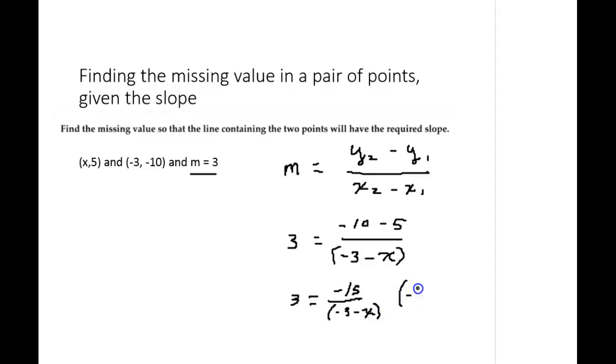I'm going to multiply both sides by negative 3 minus x. On the right side, these are going to cancel out. On the left side, remember I have to distribute this 3. 3 times negative 3 is negative 9. 3 times negative x is negative 3x. So I have negative 9 minus 3x equals negative 15. I'm going to run out of space. Add 9 to both sides.